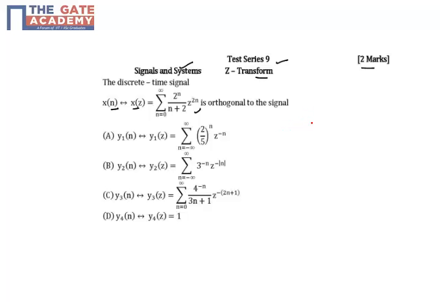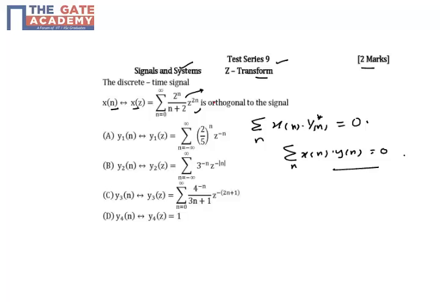So if any signal y[n] wants to be orthogonal to x[n], it must satisfy the property that summation over n of x[n] multiplied by y[n] conjugate is equal to 0 in case of any complex signal. In case of real signals, the multiplication of x[n] and y[n] should be 0, right? So basically what I need to do is find out the x[n] from this X(z). We need to find out the x[n], and we need to find out the y[n] for all these 4 options, and we need to see for which y[n] this property holds true, that the multiplication of x[n] dot y[n] is equal to 0.